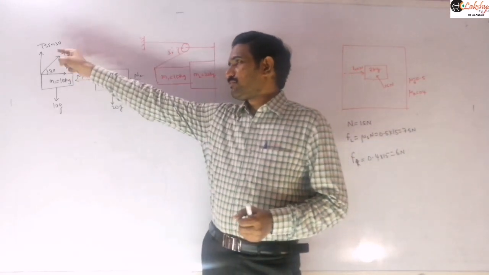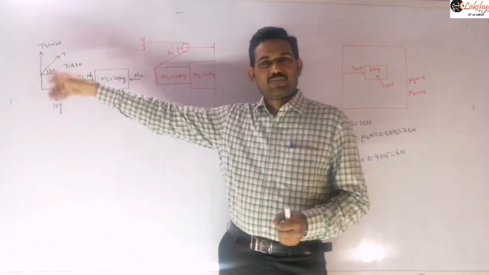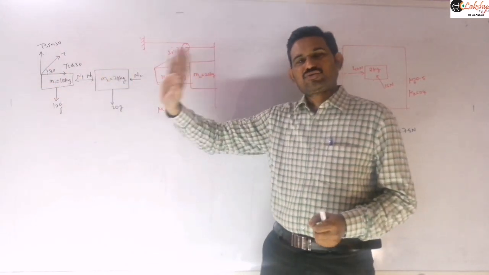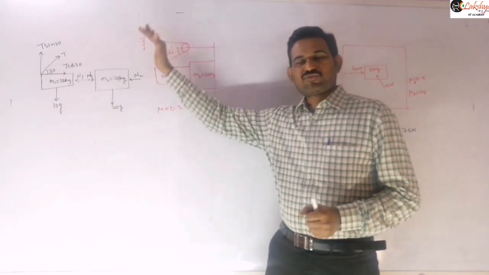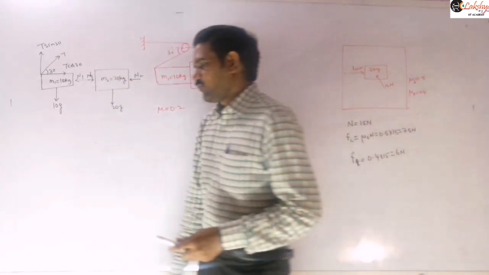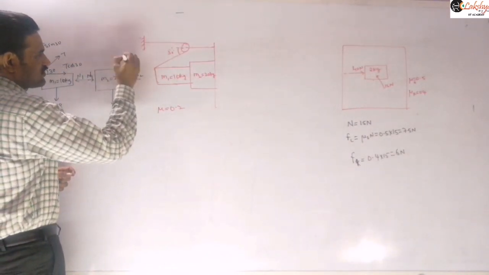For this, some upward force is there. It can remain in equilibrium because it is connected by the string. So some upward force is there. For this one there is no upward force, so it will start sliding down. When it starts sliding down, relative motion is there in the downward direction, so friction will act in the upward direction.